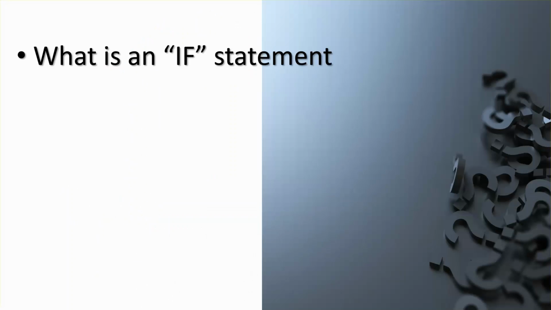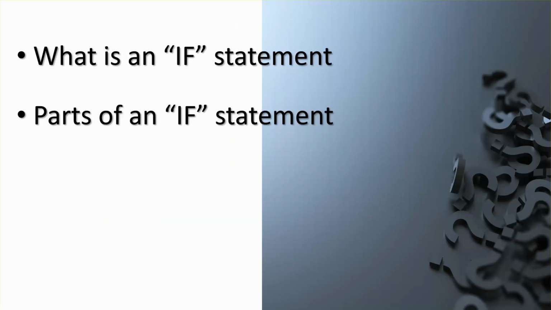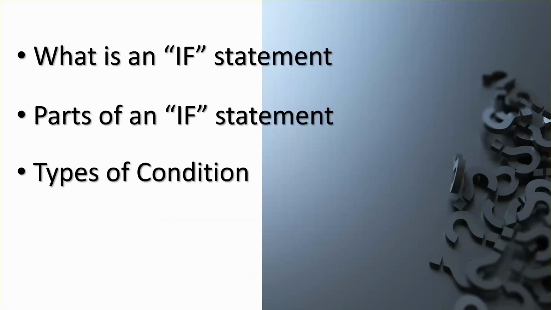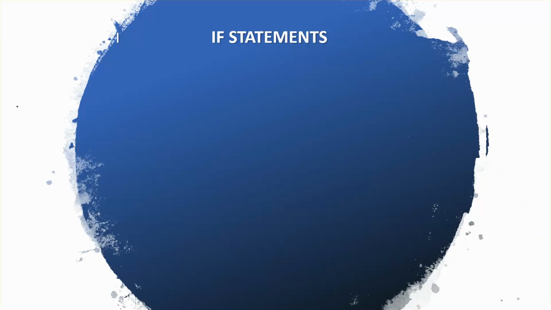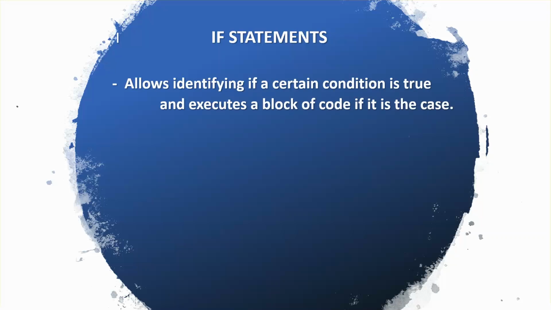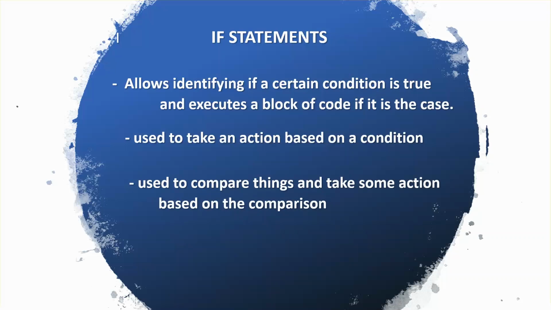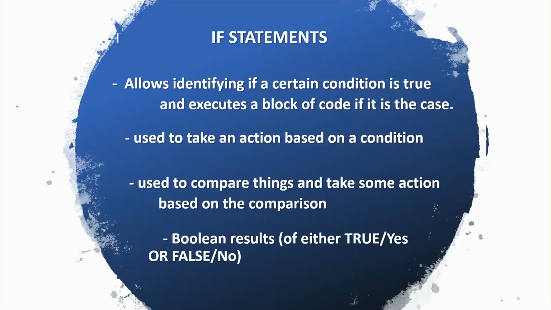We will be discussing what is an if statement, its parts, types of condition, and types of statement. In programming, an if statement allows identifying if a condition is true and executes a code if true. Used to take an action based on condition. Used to compare things. Always results to either true or false, or alternatively yes or no. This is commonly called a boolean.